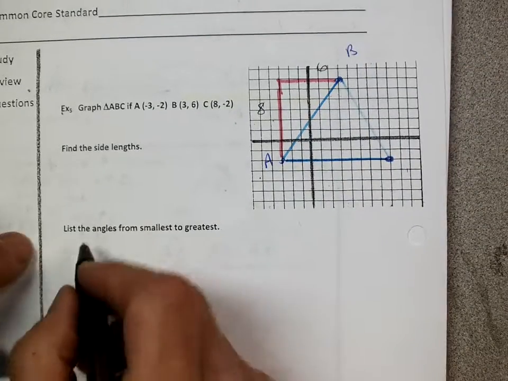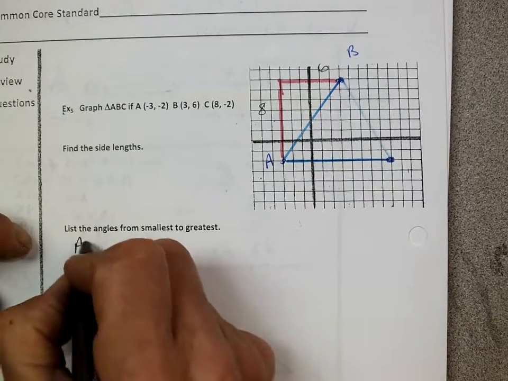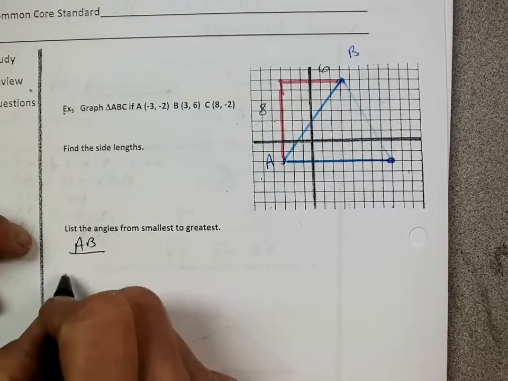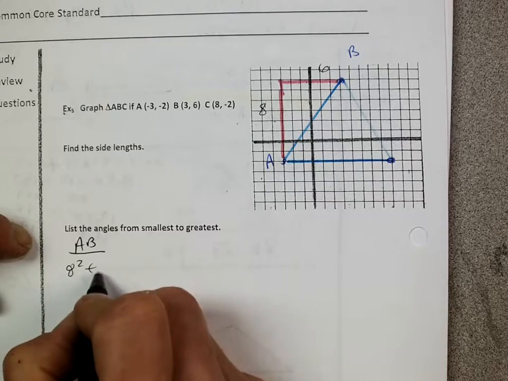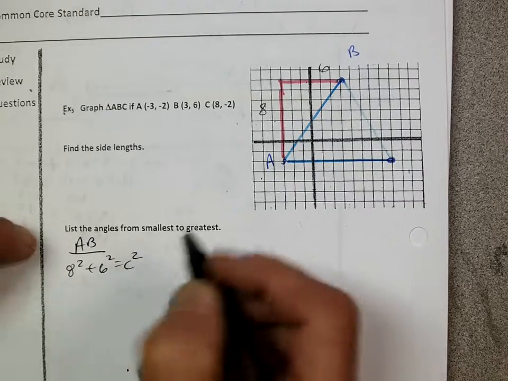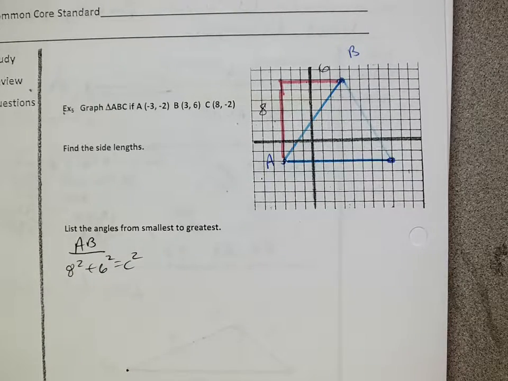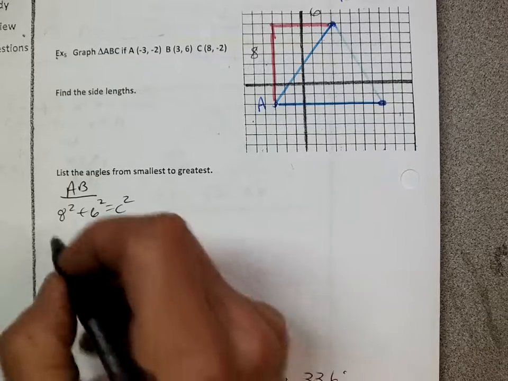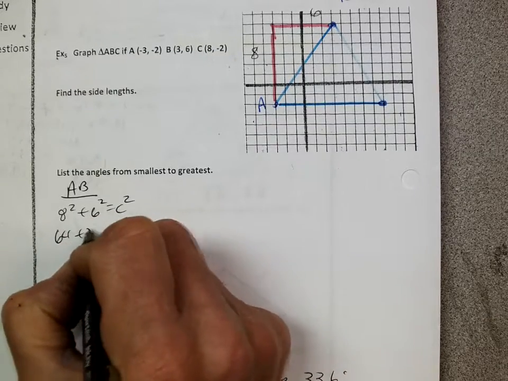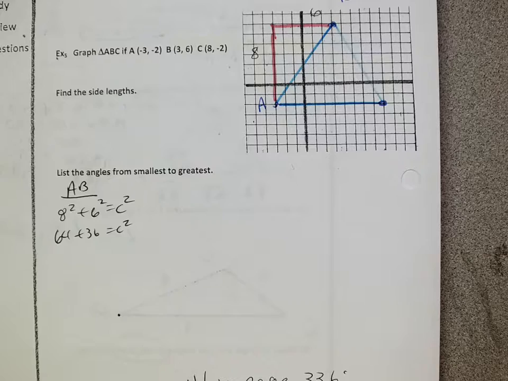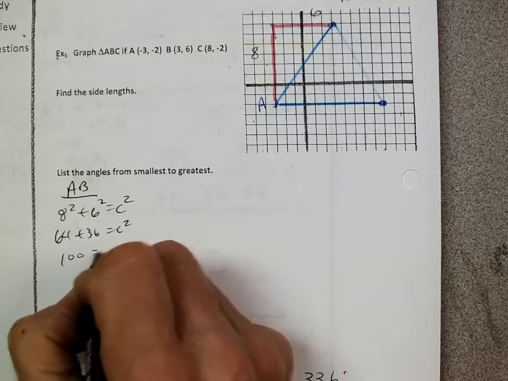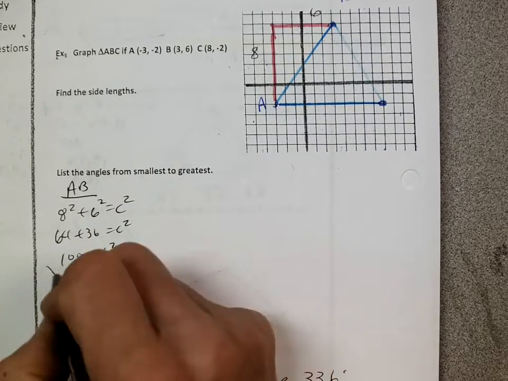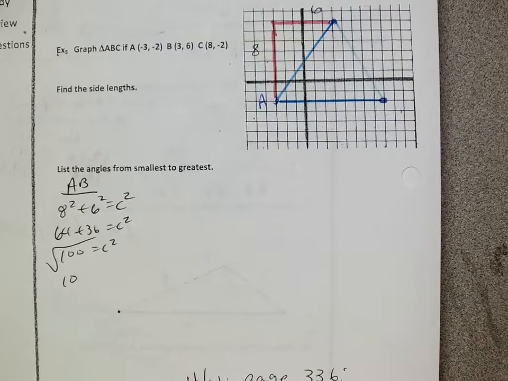So to find AB, I'm just going to go 8 squared plus 6 squared equals C squared, right? That's AB. So to find the length of AB, let's just do Pythagoras' theorem. From this triangle, I created a right triangle. And then that's 64 plus 36 equals C squared. 100 equals C squared. Square root of 100 is 10. Okay, so now the length of AB is 10, so I'll put my little 10 in there, okay?